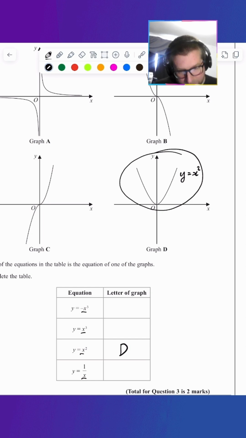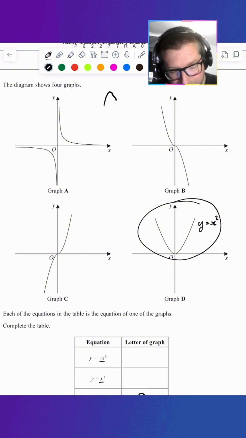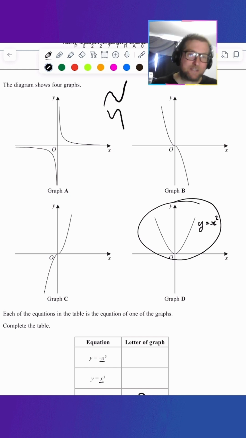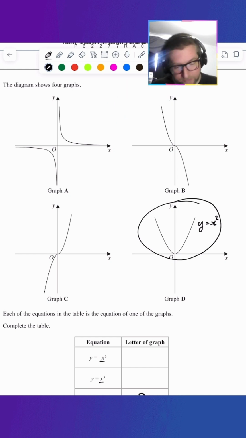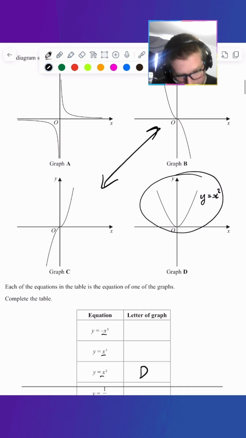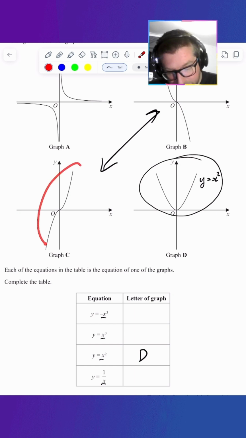Now, we know that a graph with an x cubed in it can look like that or like that. But if it's actually y equals x cubed, it will look like that, right? And we can see there are 2 graphs that have that shape. Now, one of them is the positive x cubed, and the other one is the negative x cubed, right? So again, we should know which one is which. This is the positive one.